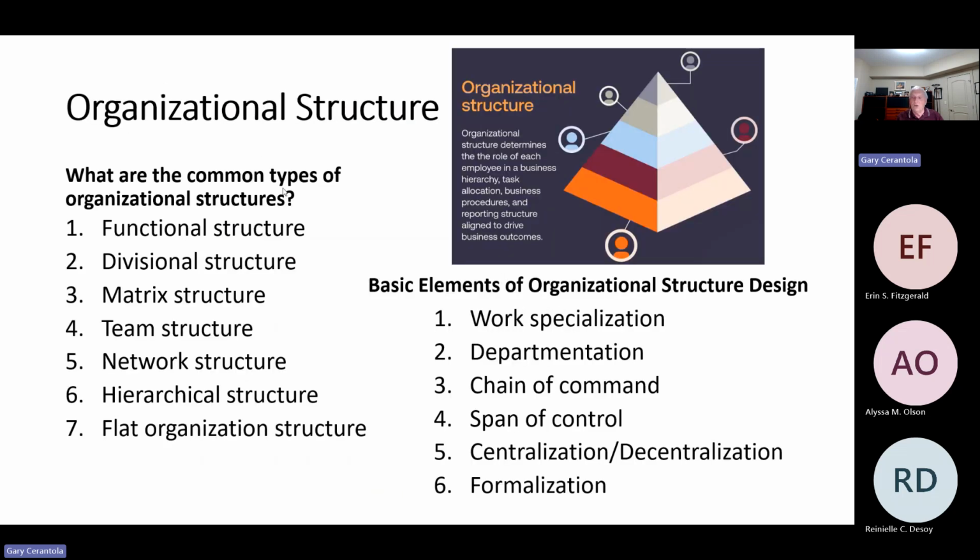Okay. So this is how you break down organizational structure. There are two aspects. What are the common types of organizational structure? And again, we've covered this a little bit in assignment 2. But then inside each one of those, what are the basic elements of structure design? We're going to talk about what work specialization is, what departmentalization is, what chain of command is, what span of control is, and how we put this together. Is it centralized or decentralized, and how formal is it? And that will impact each and every one of these different types of structures.